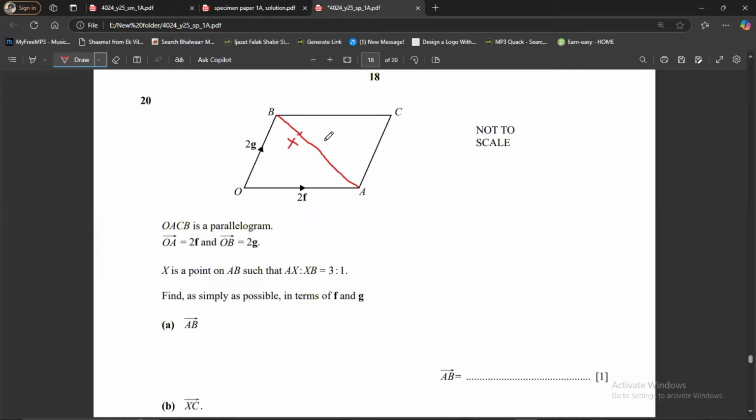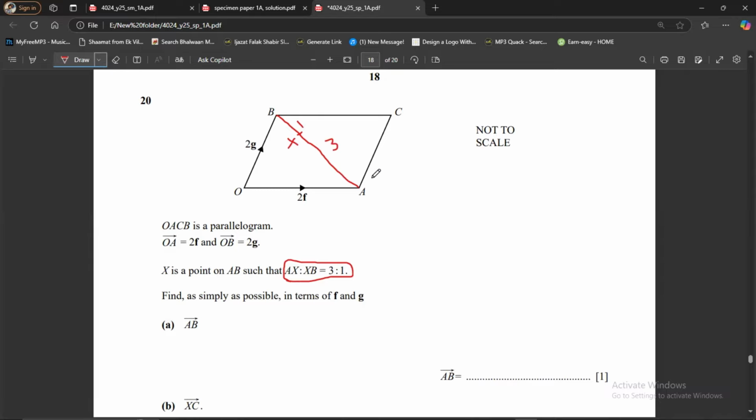This is 3, and this ratio means there are 4 parts. So A to X is 3 parts, and from X to B is 1 part. This is the meaning of this ratio. Find, as simply as possible, in terms of F and G. They want me to find out AB. So we want to go from A to B.